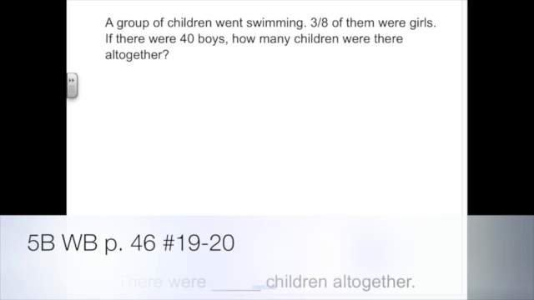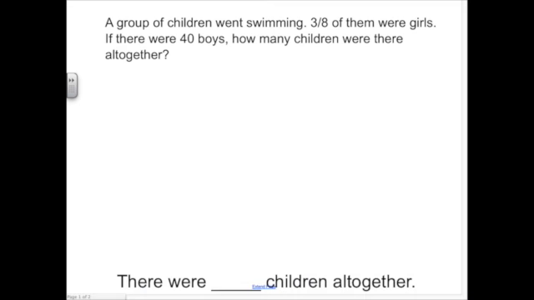Tonight for homework, we were to complete numbers 19 and 20 on page 46. Let's go over number 19. A group of children went swimming. 3/8 of them were girls. If there were 40 boys, how many children were there all together?